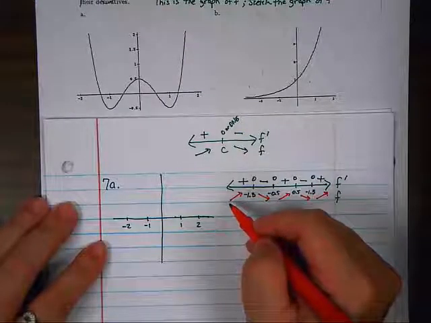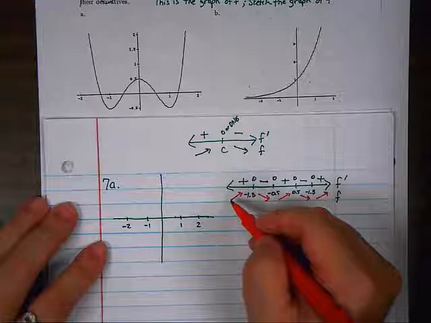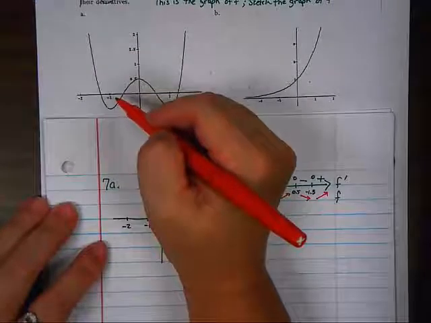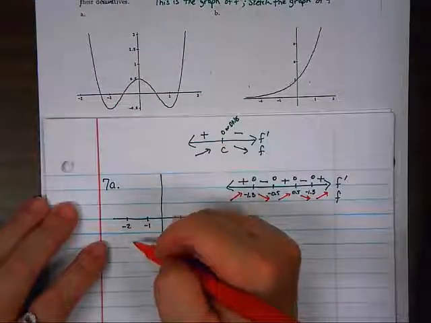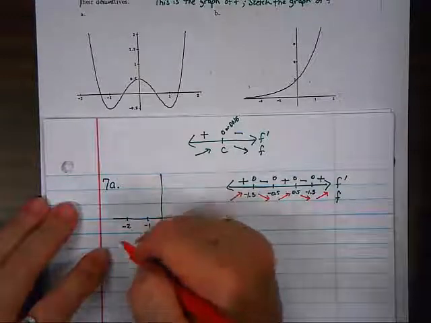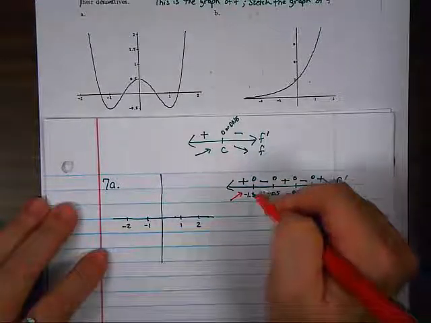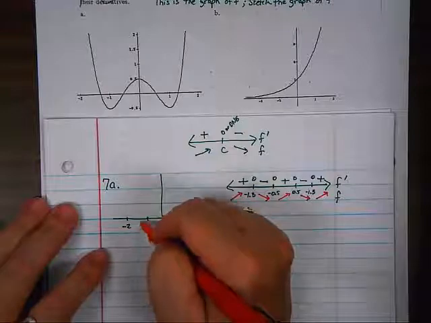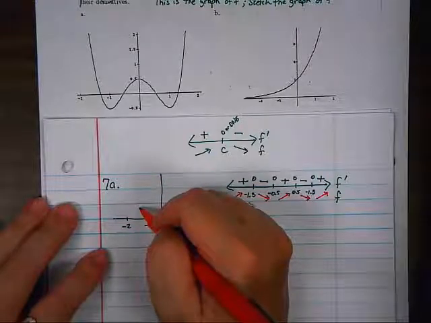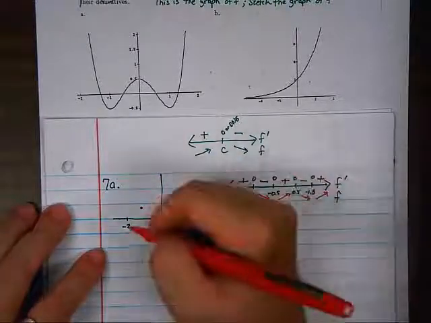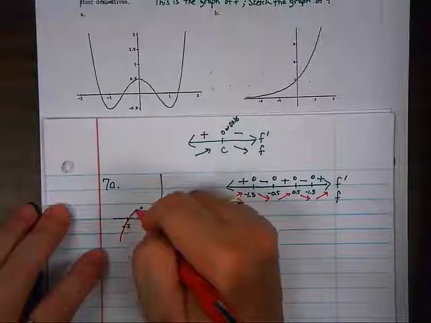So this tells me I'm supposed to start out increasing. Now, because the graph is curved on the derivative, the original graph is going to be curved as well. So I'm going to start out increasing, but I'm supposed to stop increasing at about negative 1.3. So just pick a point. I'm going to pick about right there. So I'm going to make my graph increase to there.